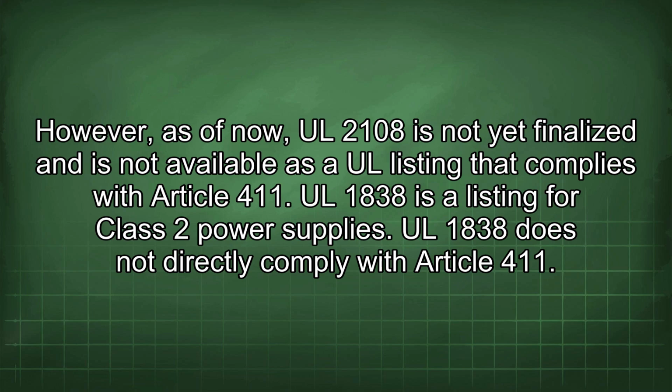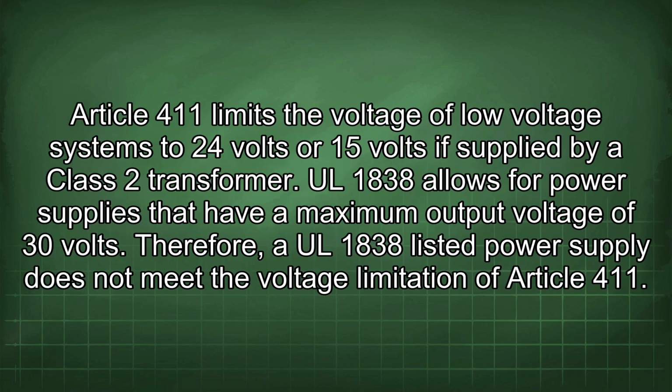with Article 411. UL 1838 is a listing for Class 2 power supplies. UL 1838 does not directly comply with Article 411. Article 411 limits the voltage of low-voltage systems to 24 volts, or 15 volts if supplied by a Class 2 transformer. UL 1838 allows for power supplies that have a maximum output voltage of 30 volts. Therefore, a UL 1838 listed power supply does not meet the voltage limitation of Article 411.